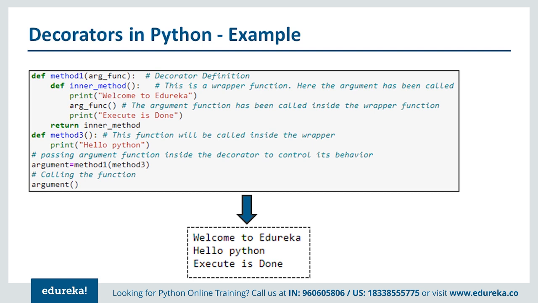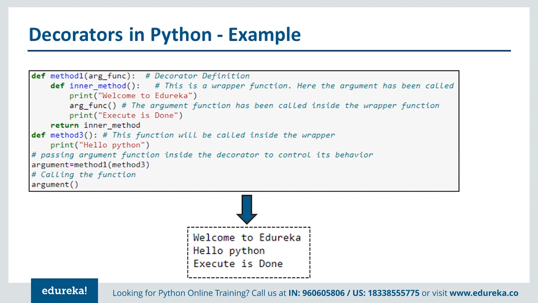Now in this case, we have a method called method1, in which we are trying to give a particular argument as a function. Now we have an inner method over here which is printing welcome to Edureka, and we are calling the function called arg_func, and then we are trying to print execute is done. So between the welcome to Edureka and the execute is done, we are trying to run a particular function which is passed on as an argument. So you can see that method 1 is being given an argument called function.